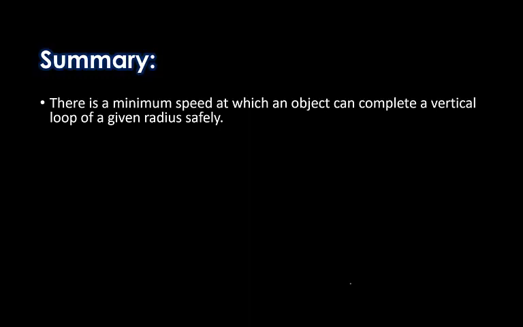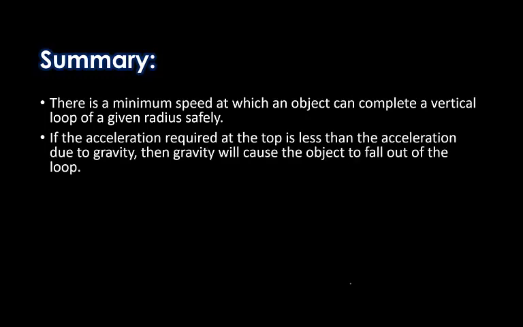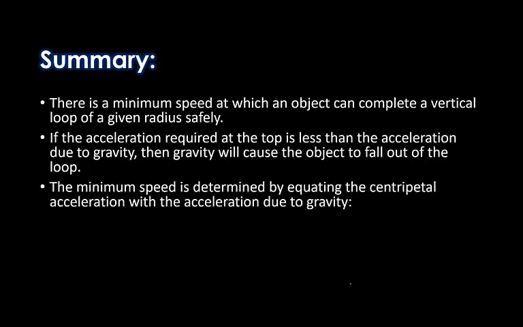So to summarize this section, there is a minimum speed at which an object can complete a vertical loop of a given radius safely. If the acceleration required at the top is less than the acceleration due to gravity, then gravity will cause the object to fall out of the loop. The minimum speed is determined by equating the centripetal acceleration with the acceleration due to gravity. So basically we then end up with this equation, which we used in all of our examples. The minimum safe speed is the square root of rg.